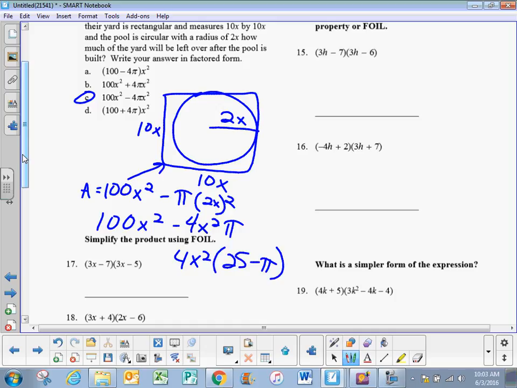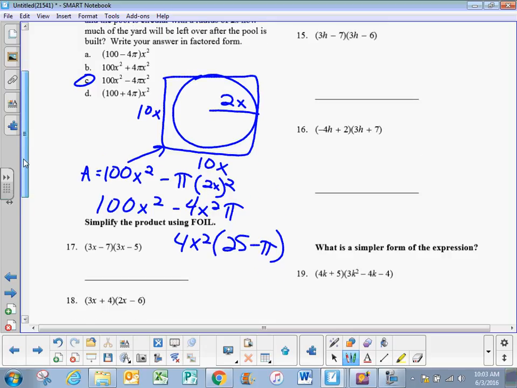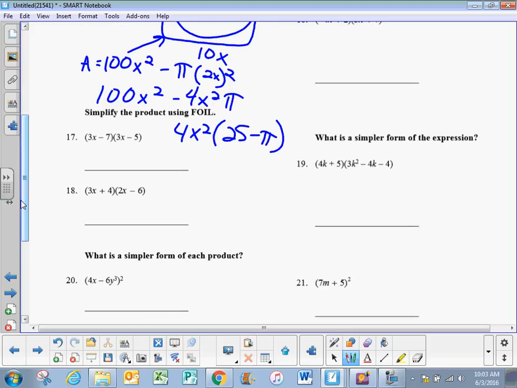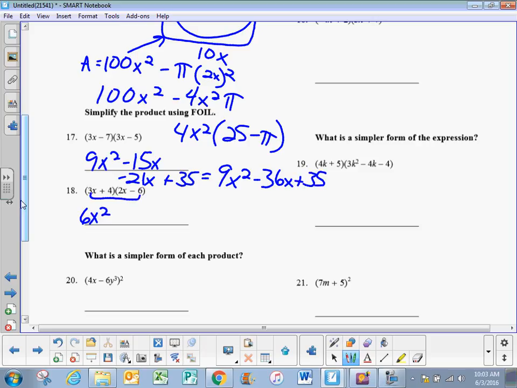So, okay, 17. I'm just going to use FOIL, 9x squared minus 15 and minus 21x gives me 9x squared minus 36x plus 35. This one's going to give me 6x squared. I'm going to get minus 18 plus 8 is minus 10, and then minus 24.